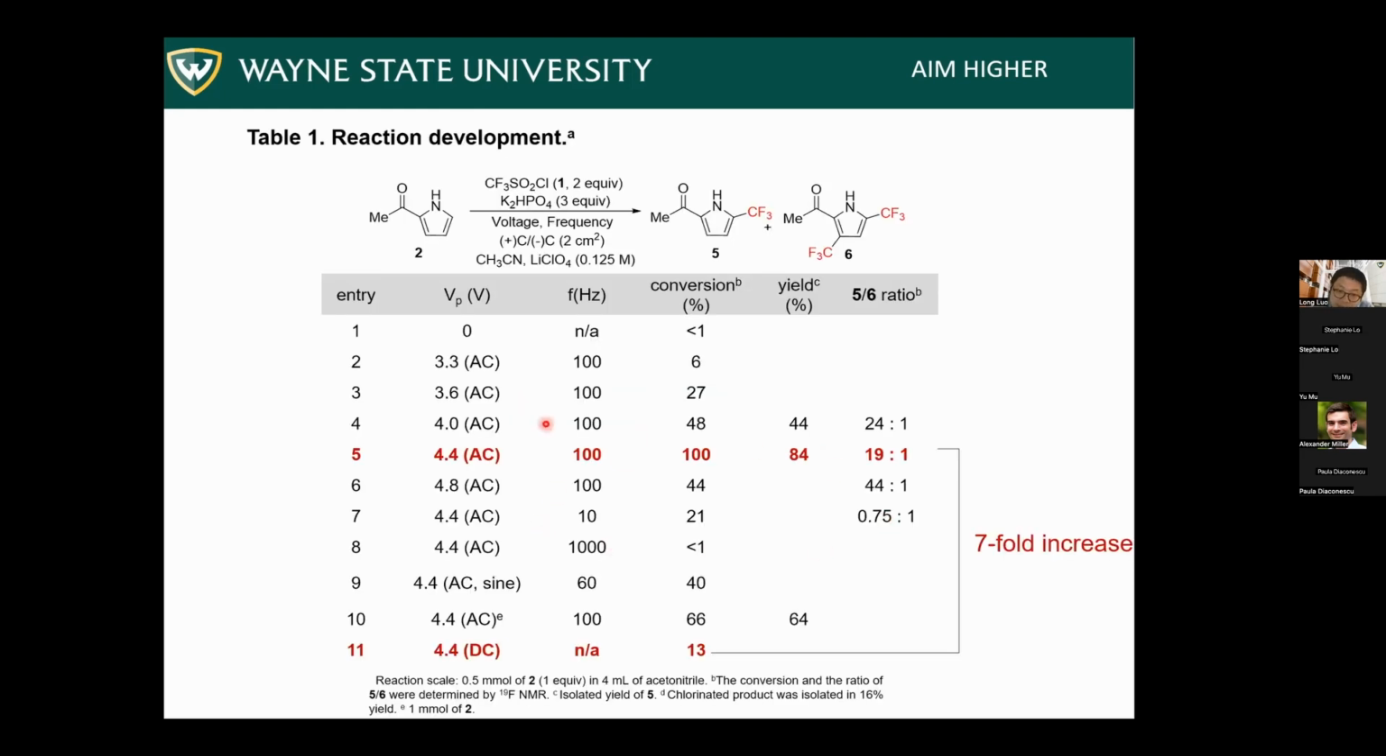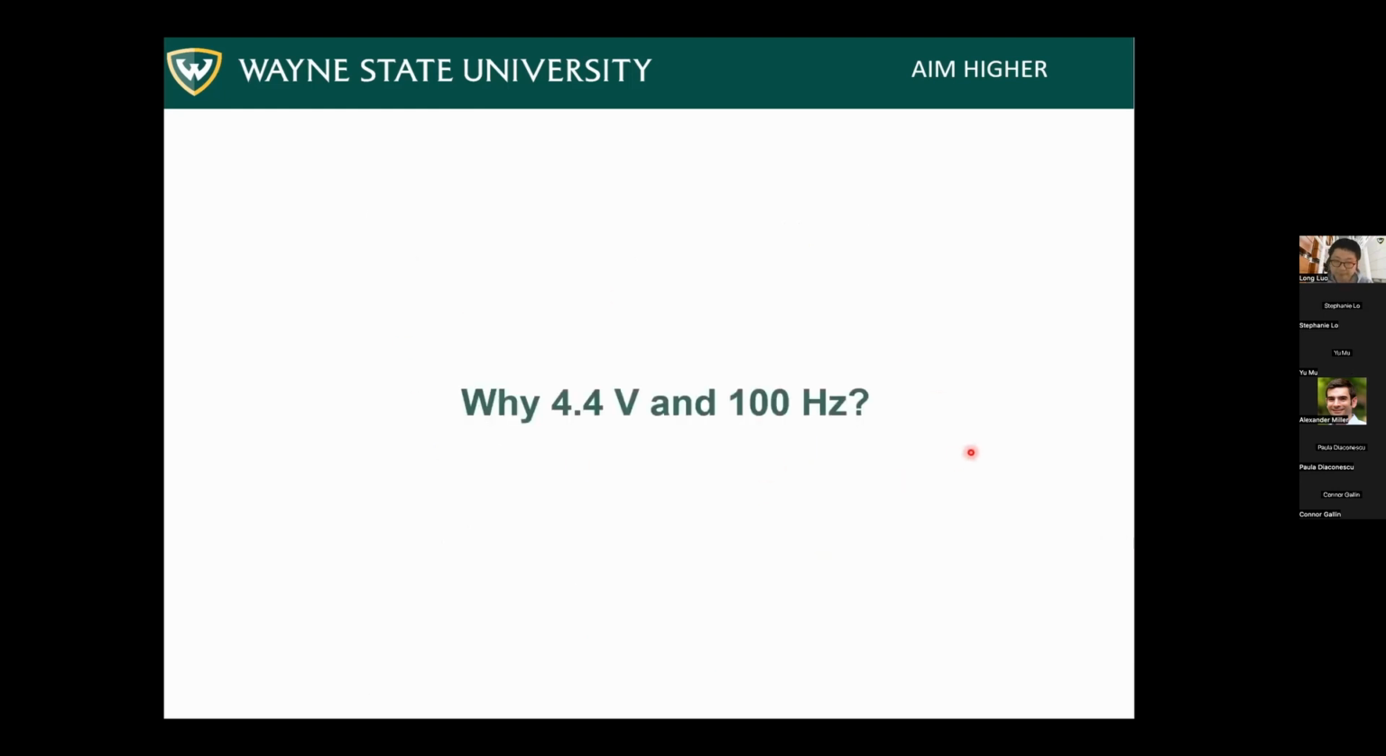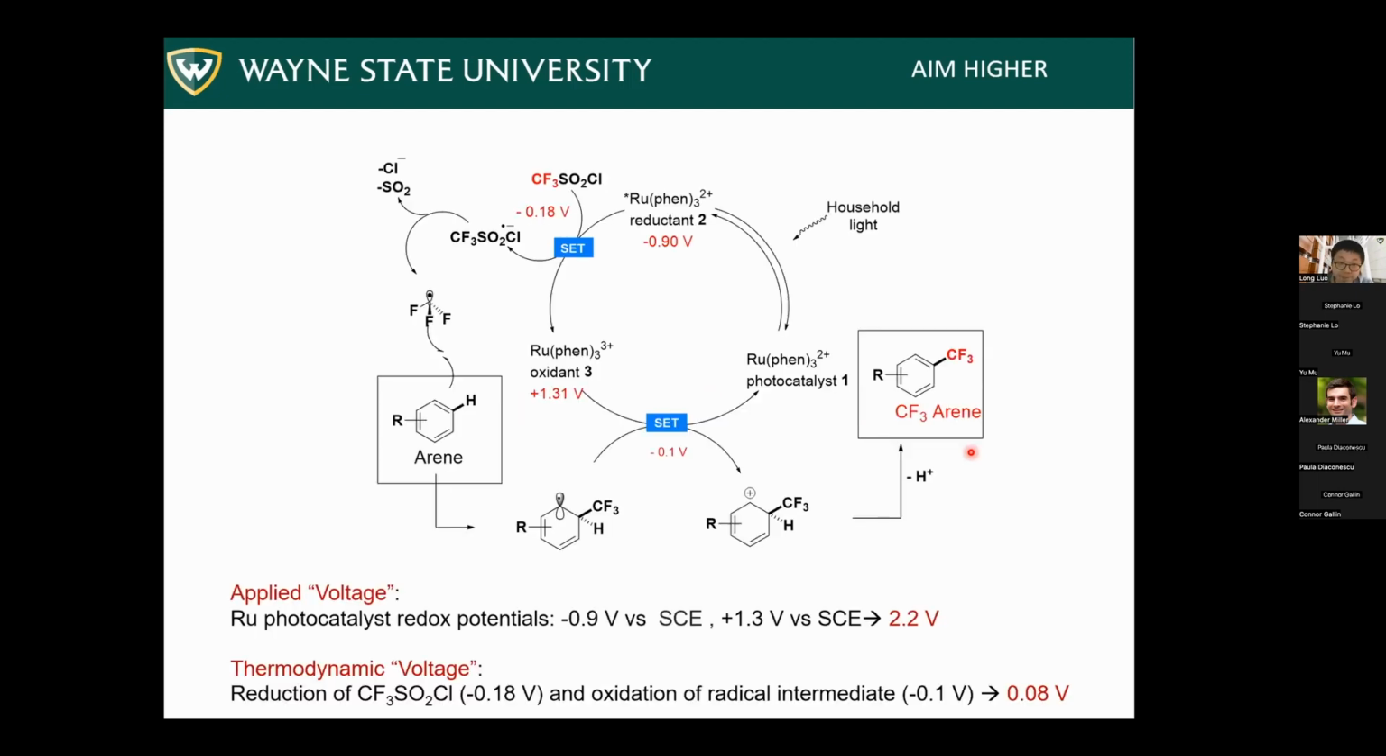But when we looked at the result, we were very confused because this voltage seems really, really high. We have 4.4 volts, and none of the organic solvents can ever survive that. So why is the voltage so high, and why 100 hertz? To answer that question, we first need to find out the thermodynamically required voltage for this reaction. So let's go back to the photoredox catalytic cycle, because our chemistry is very similar to the photoredox reaction.